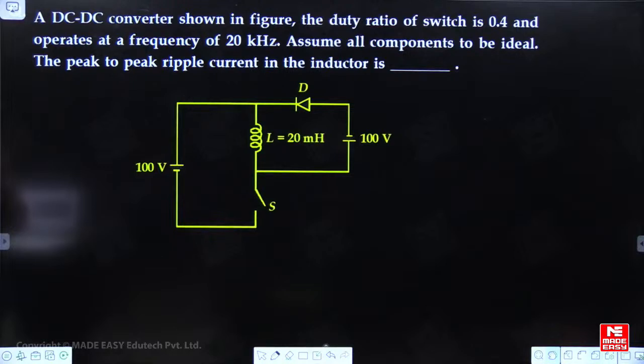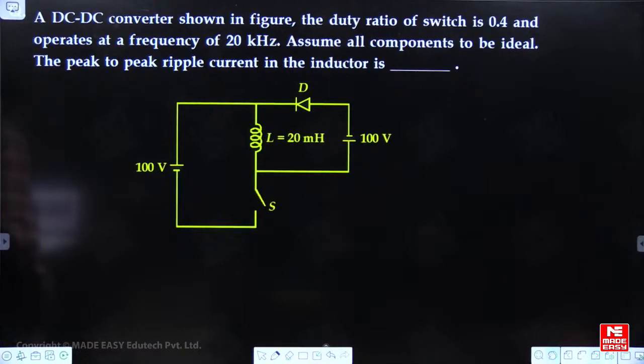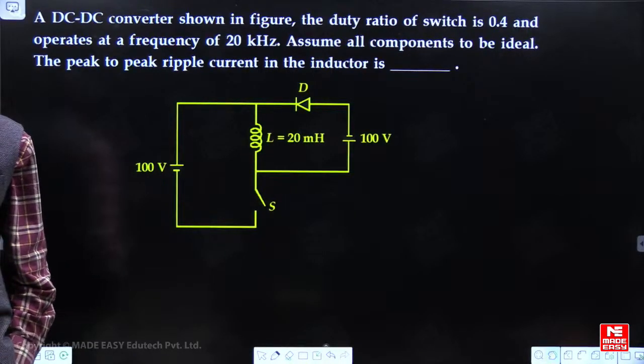Can you identify what is this DC to DC converter? Dear students, first of all, if you go through the question, this question belongs to what? So DC to DC converter, is it buck or is it boost converter or is it buck boost converter? Dear student, just look at the circuit diagram and tell me what type of converter it is. Is it buck converter? Is it boost converter or is it buck boost converter?